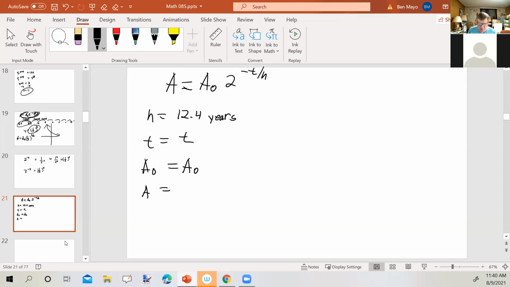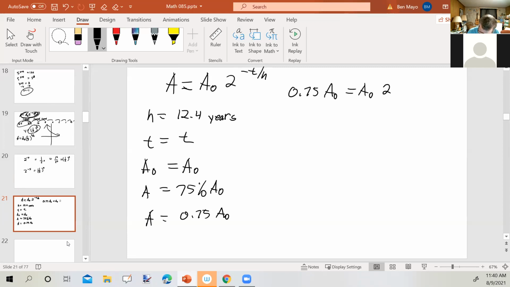25% decomposes. So that means we have 75% of the starting amount left, which means a equals 0.75 a sub 0. Now, it said 25% decomposed, so 75% is still left, and 0.75 is the decimal equivalent. Okay. So now I'm going to replace a with 0.75 a sub 0. A sub 0 remains a sub 0 times 2 to the negative t divided by 12.4 years power.